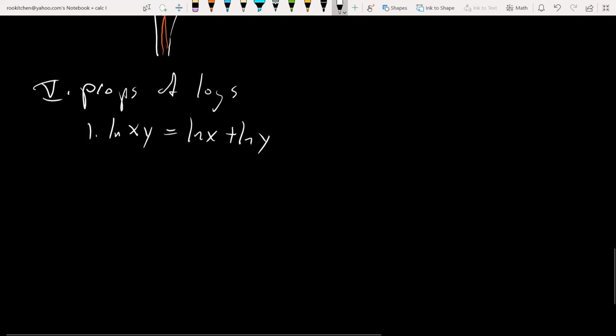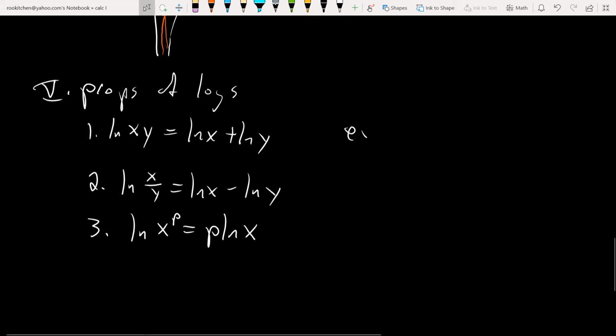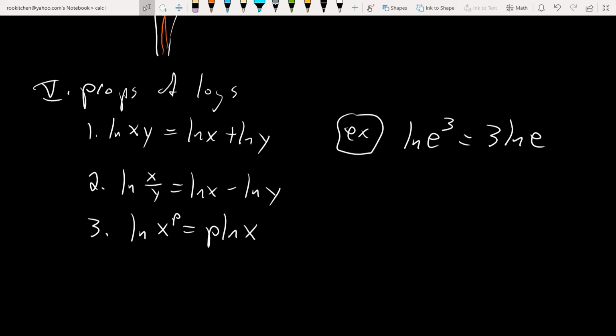Okay. You could do the quotient rule as well. ln of x over y equals the ln of x minus the ln of y. And then the power rule, ln of x to the p is p ln x. Okay, so an example of the power rule, say you have ln of e cubed. Well, that's just 3 ln of e. And then ln of e, we know from above, e to what power is e? Well, that's just 1, so this is 3 times 1, which is just 3. Okay. In other words, if you look at ln of e cubed, you're asking e to what power is e cubed? And that's just 3, so yeah, that works.